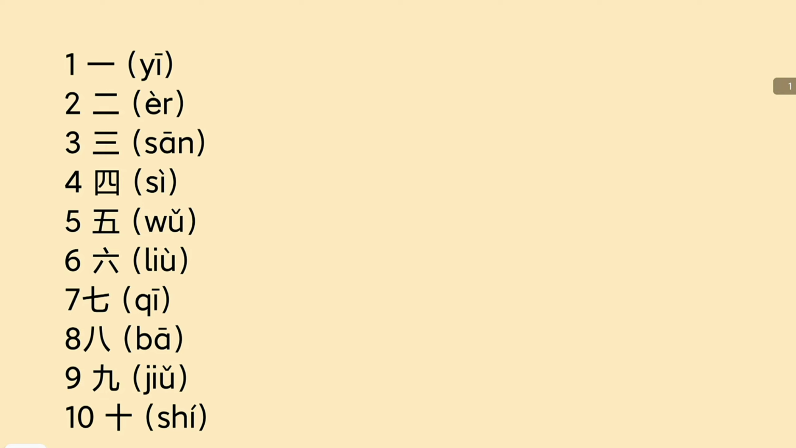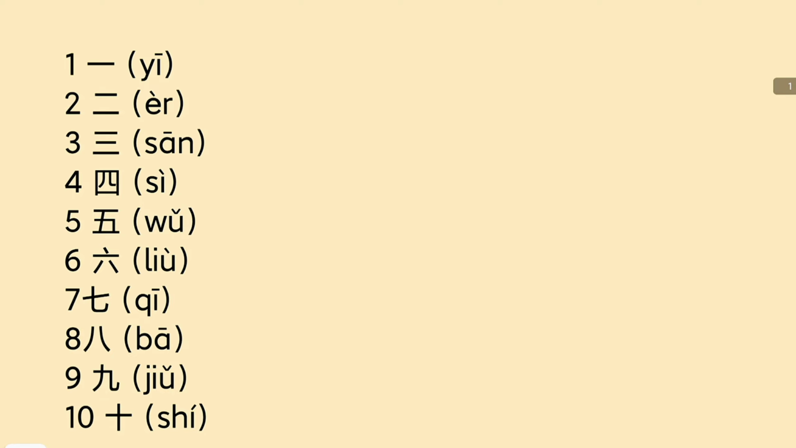And you can see that 1, 2, 3 is really easy. It's just like lines, right? The 1, yī, just one line. 2, èr, two lines. 3, sān, three lines.